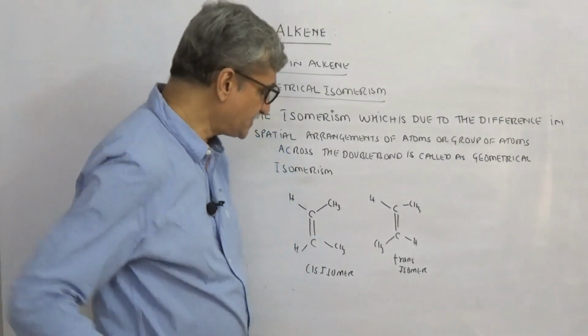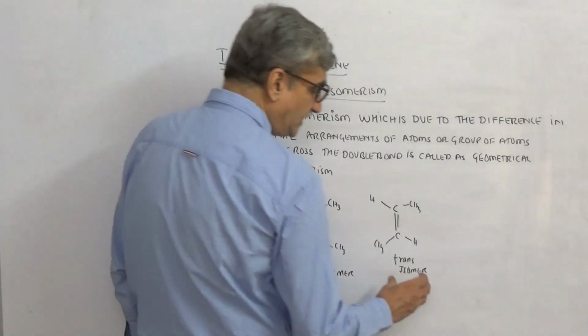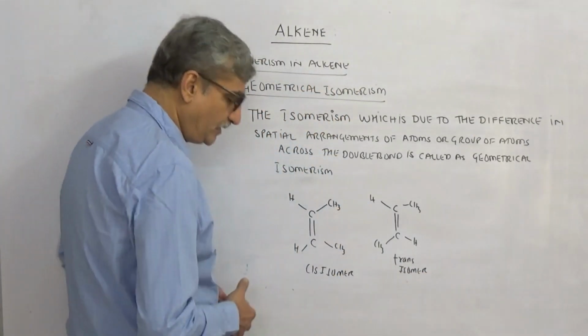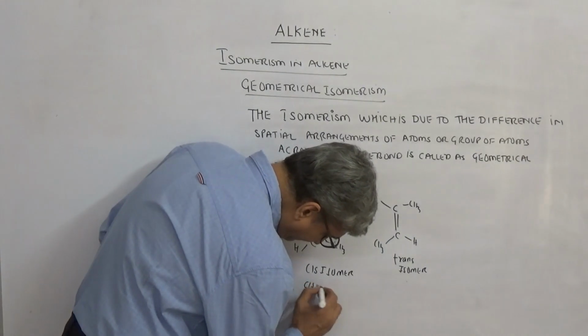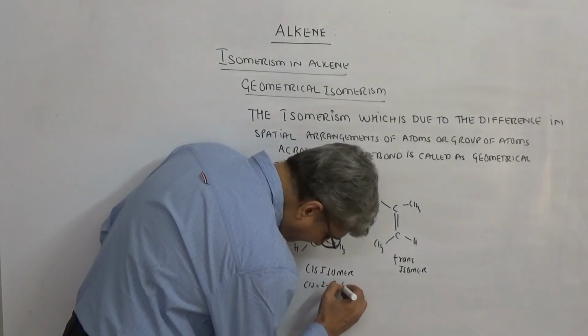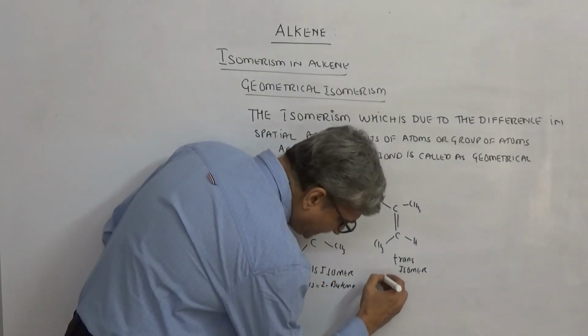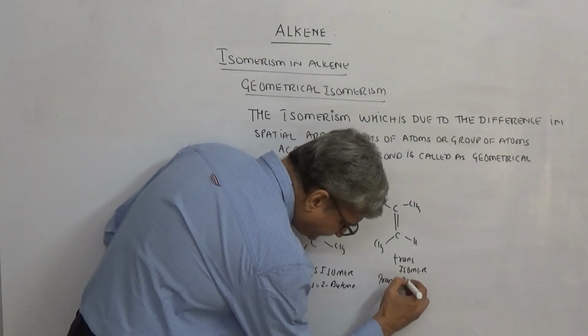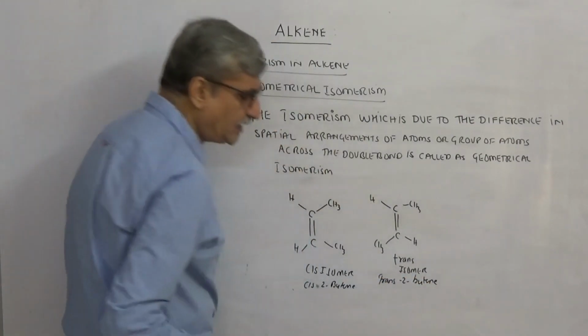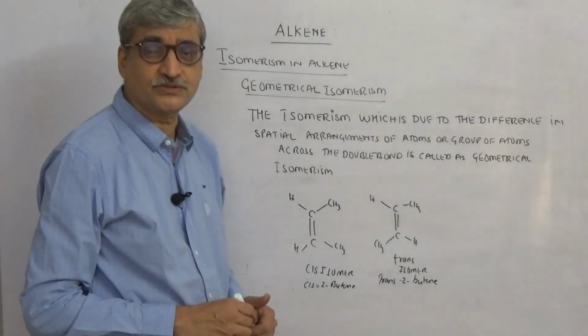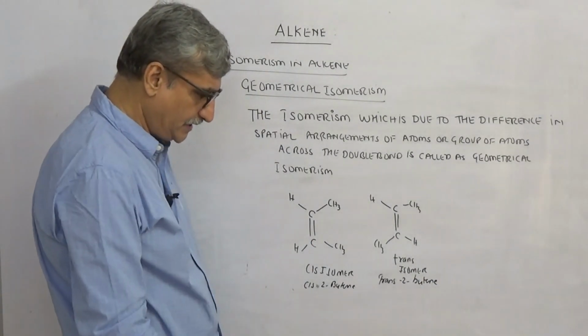Is this clear? So between cis-2-butene and trans-2-butene, this is an example. This is cis-2-butene and this is trans-2-butene. Trans-2-butene is more stable than cis-2-butene. Is this point clear?